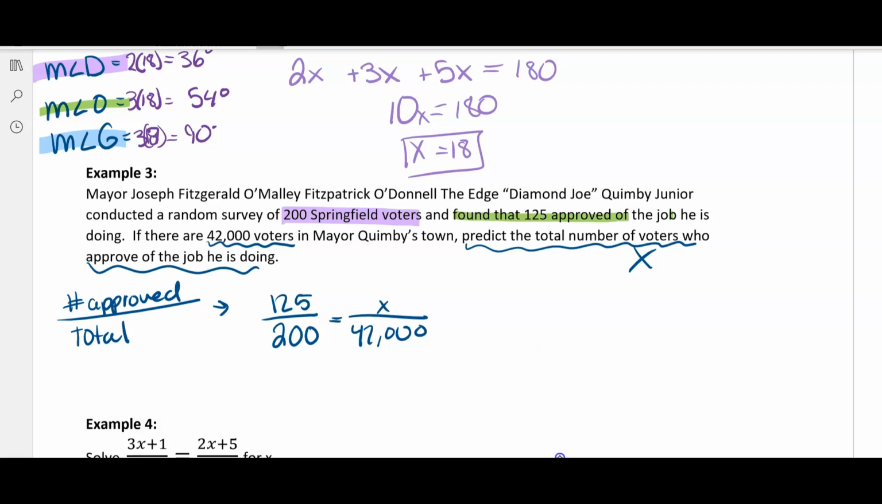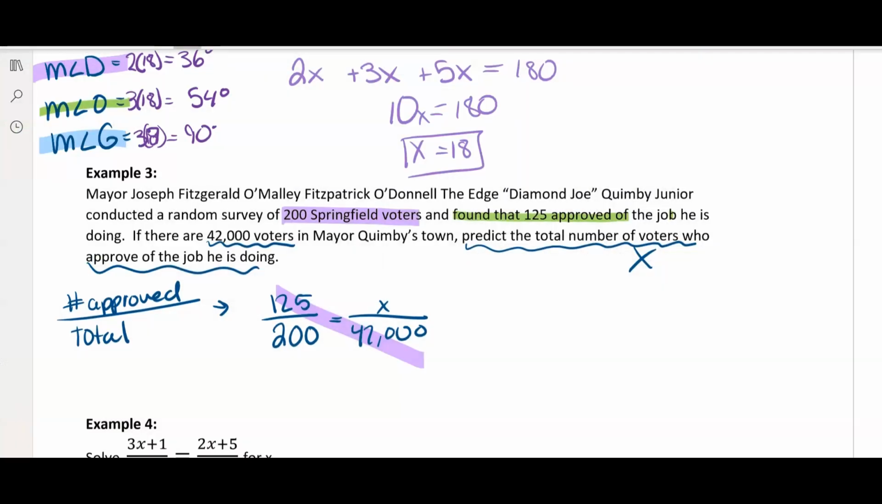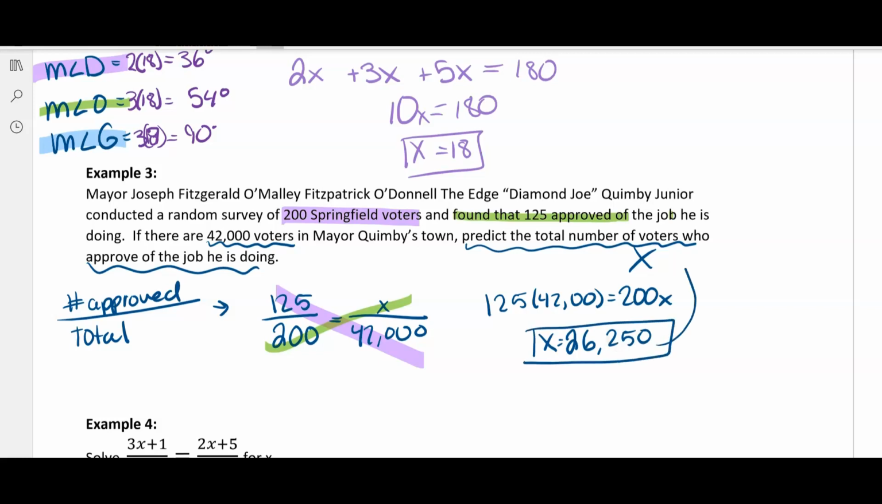From here, there's a couple different things that you could do. I'm just going to cross multiply these. Cross multiply this here. When we cross multiply, we get 125 times 42,000 equals 200x. When we solve, we get x to equal 26,250. So this is going to represent the total number of voters who approve the job that he is doing.